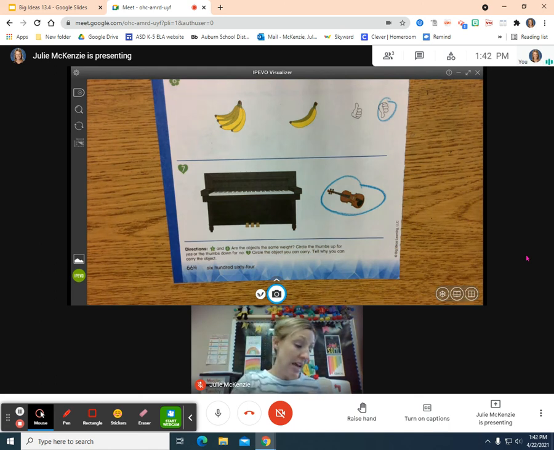So today, you were successful if you can compare the weight of two objects. If you can tell me if two objects have the same weight, and if you can use words like heavier and lighter to compare the weight of the two objects.